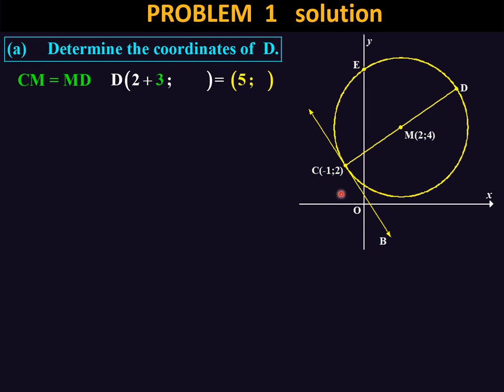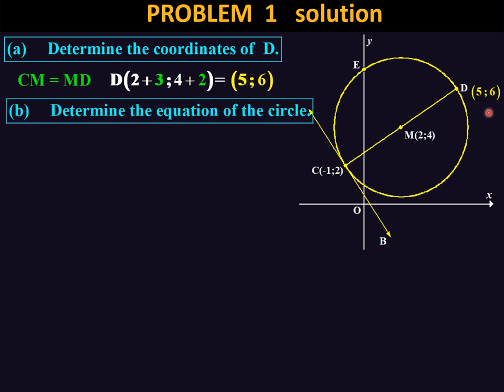Let's look at the Y coordinate. A 2 is transformed to a 4. So I add a 2. Add another 2. That's 4 plus 2, which is 6. And there's the coordinates of D. It's advisable when you calculate a point, just insert it on your diagram, right? So you don't have to go and look for it again. There's 5 and 6.